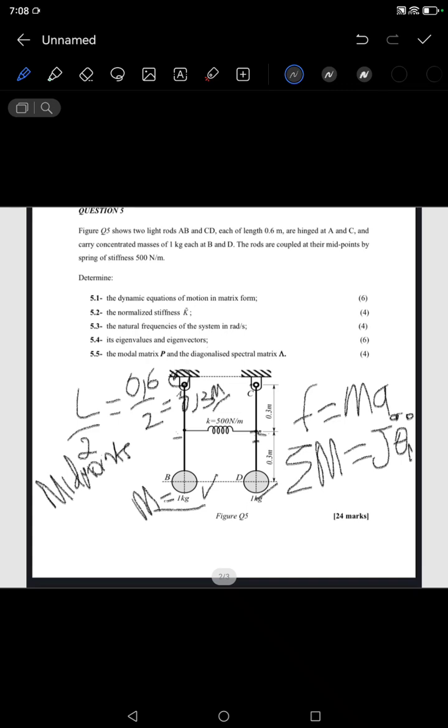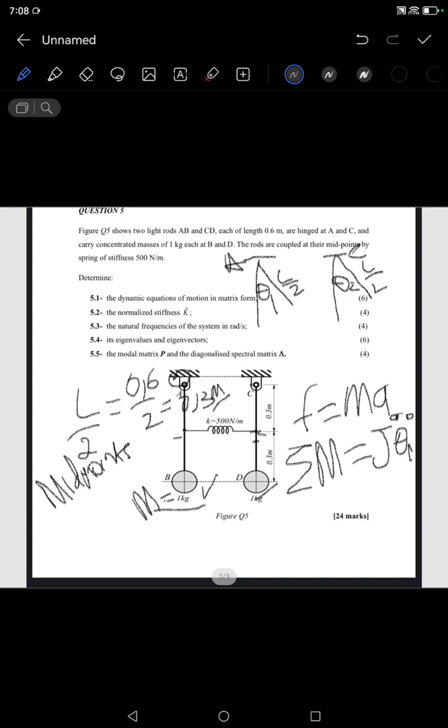We also have a small rotation angle about the hinge. We're gonna have a theta 1 here for the light rod, and a theta 2 here. Here is L over 2, and here is L over 2. Here it's A, and here it's C. So we have small rotation angles about the hinge, theta 1 and theta 2.